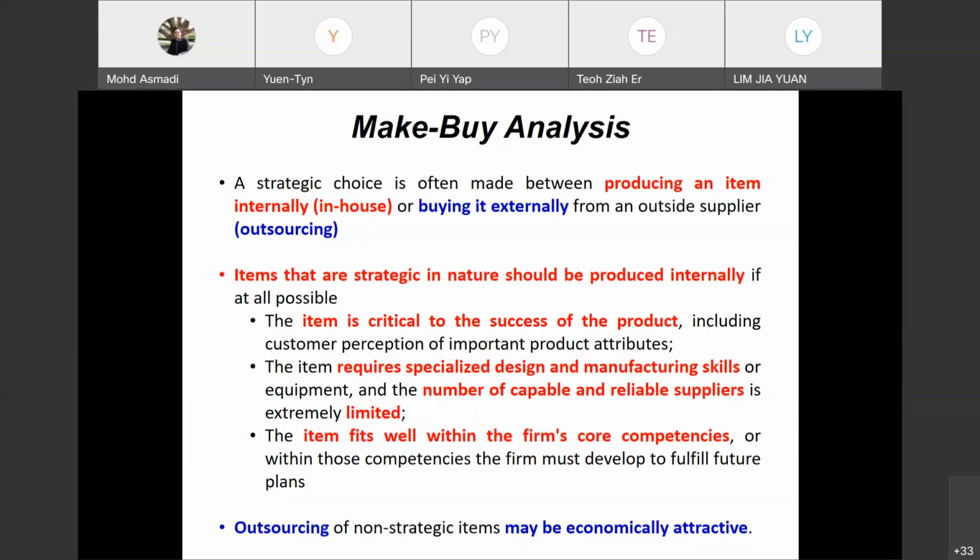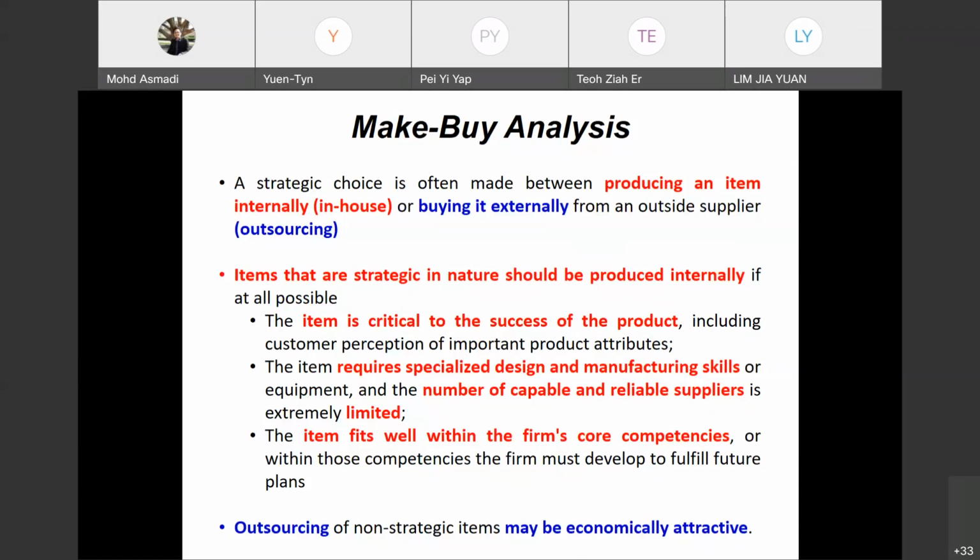For items that are strategic in nature, they should be produced internally, if at all possible. For example, the item is critical to the success of the product, including customer perception of important product attributes. Second, maybe you need a special design and manufacturing skill. So this one you should produce internally, because the number of capable and reliable suppliers is very limited.